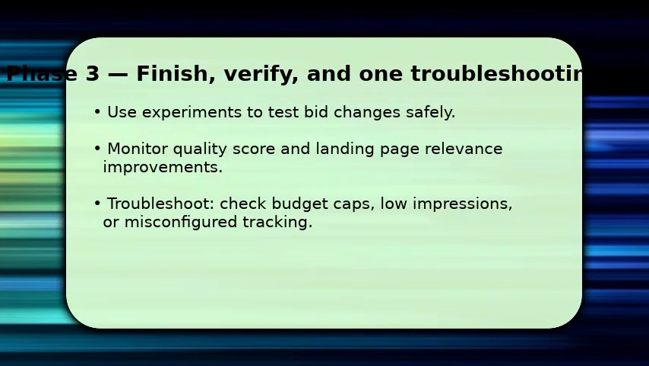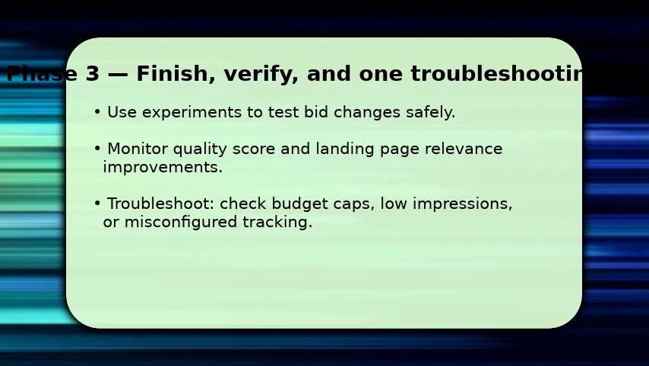You finish by running experiments or drafts to validate bid changes without risking the whole campaign. This shows causal impact. Once done, monitor quality score and landing page relevance, as improvements there lower CPCs and boost performance.